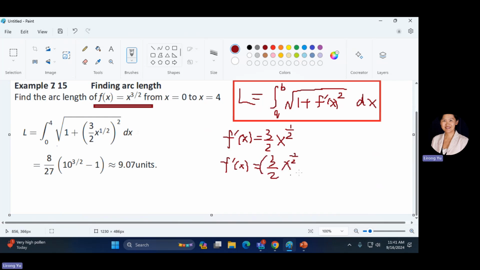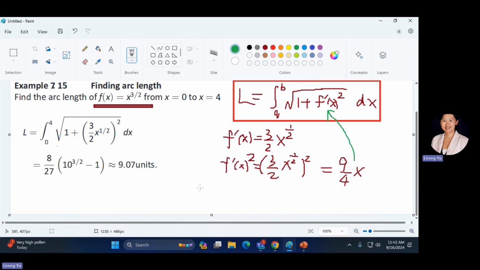Let's square this. If you square 3/2, you square the 3, which is 9, and square the 2, which is 4. And 1/2 squared is power 1, so there's just x. So that's how it looks for the derivative squared. I forgot to write down the square. Once you have the square already calculated, that goes directly into the root part of the calculation.